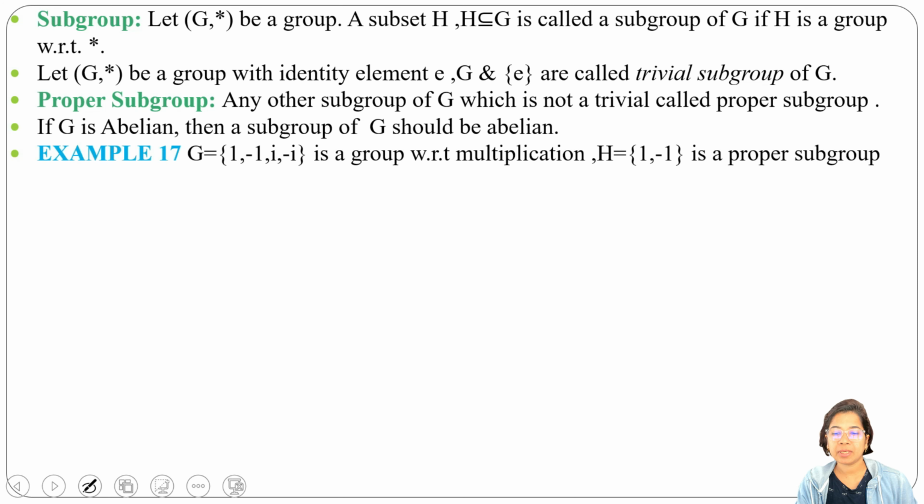Let's see one example. Example 17. Let G contain 1, -1, i, -i. It is a group with respect to multiplication. Then H equals {1, -1} is a proper subgroup.